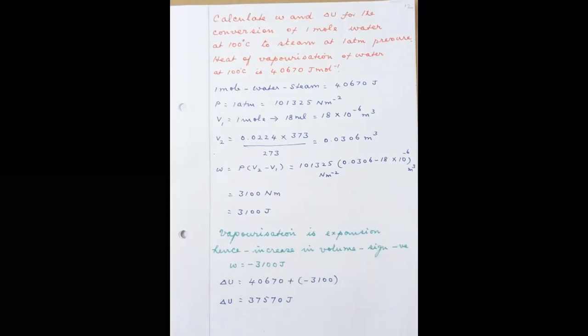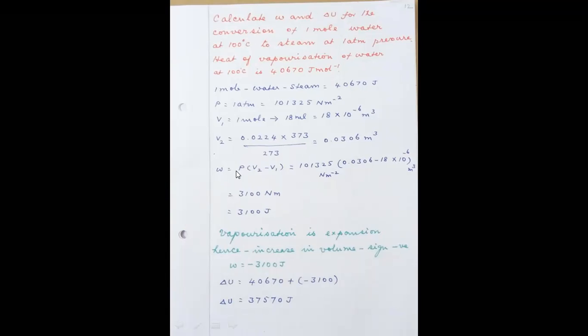So according to that equation, we have V2 is equal to 0.0224 into the temperature T2 over T1, 273. So at 273 Kelvin, the volume of 1 mole of any gas will be 0.0224 meter cube. So what will be its volume at 373 Kelvin, which is 100 degrees centigrade? It will be 0.0306 meter cube. So what I am doing, I am just calculating the work done.